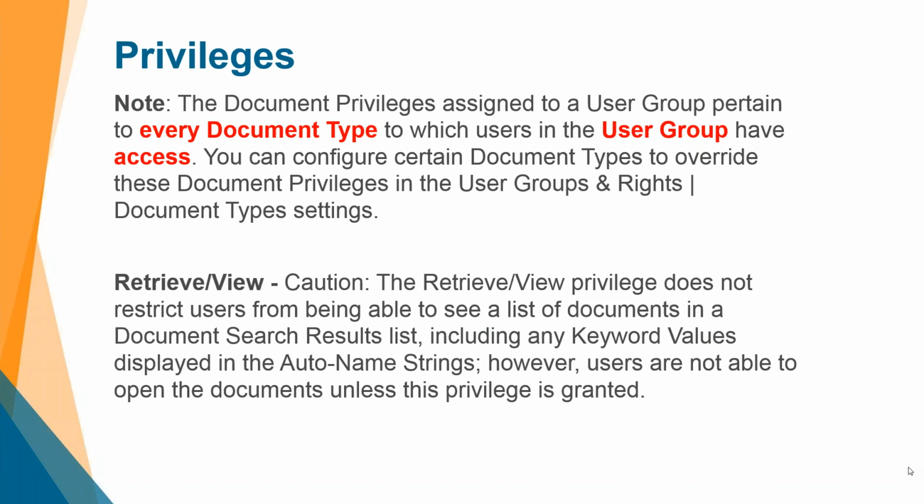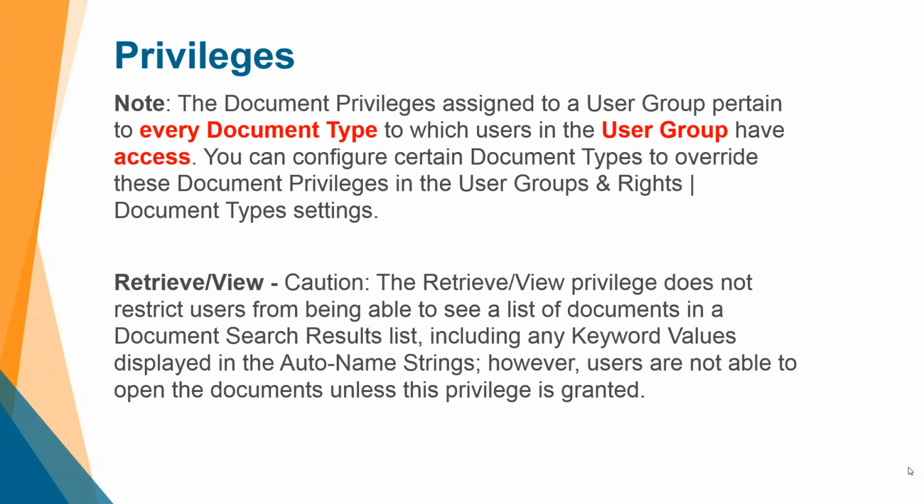A couple of things we wanted to highlight on the privileges as well. You have retrieve and view. Something to be cautious of is that the retrieve and view privilege does not restrict users from being able to see a list of documents in a document search results list, including any keyword values displayed in the auto name string. Pause right there. Within retrieve and view, you have the ability to retrieve documents, and you will get that hit list of all the documents in the particular query that you're running. Depending on how you have the name set up, the auto name string can be set up using keywords that maybe you don't want your users to be seeing.